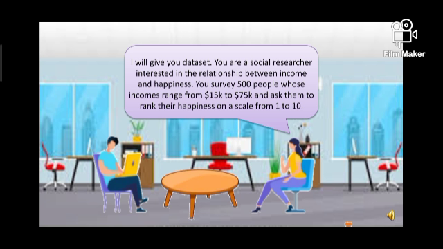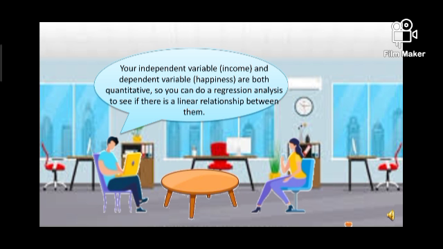You are a social researcher interested in the relationship between income and happiness. You survey 500 people whose incomes range from $15K to $75K and ask them to rank their happiness on a scale from 1 to 10. Now, your independent variable, income, and the dependent variable, happiness, are both quantitative. So you can do a regression analysis to see if there's a linear relationship between them.